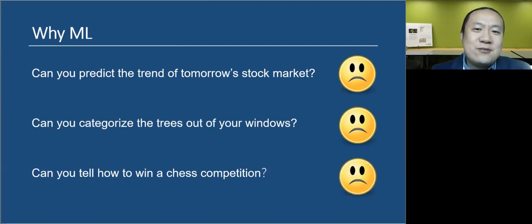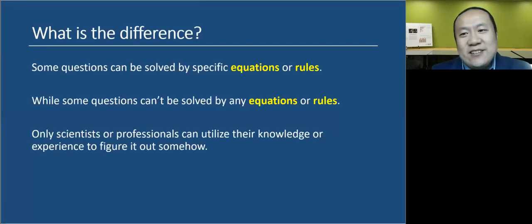So what's the difference between these questions? Why are the first two questions easy to answer, but not the rest? The first two questions can be solved by specific equations or rules, but the rest of them cannot be. The only way to solve them is to ask for help from scientists or professionals. Maybe they can help us find a solution based on their experience or their own judgments. But still, they cannot guarantee the outcome is correct all the time. So generally, machine learning is a tool that solves such questions like a professional.